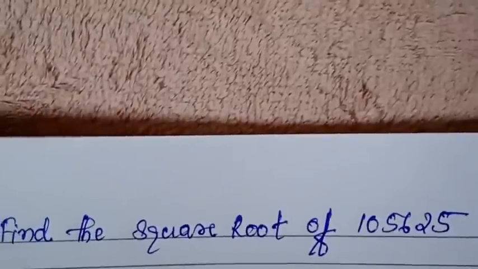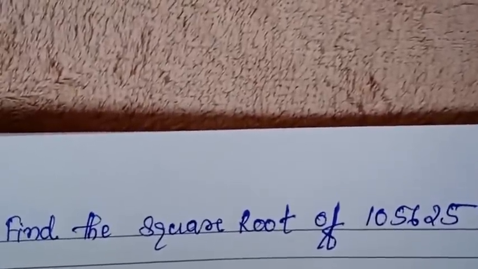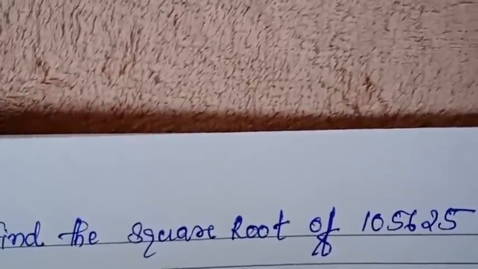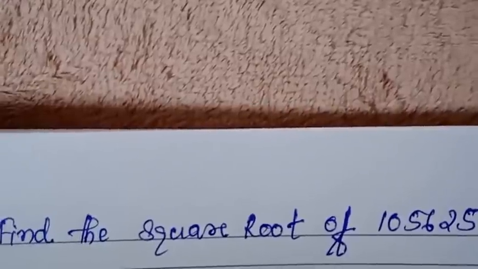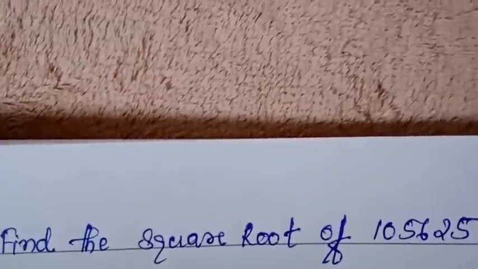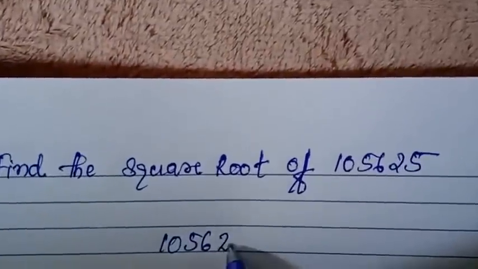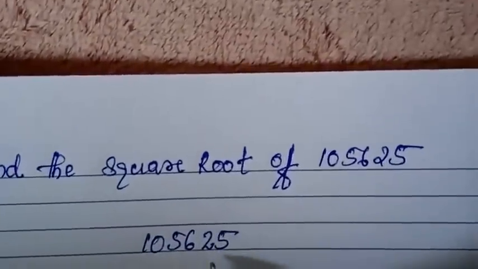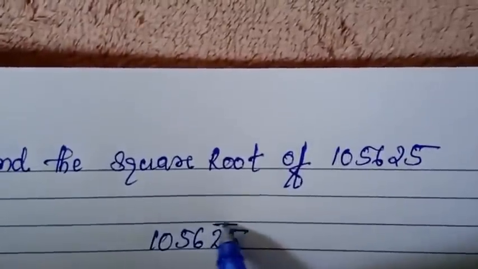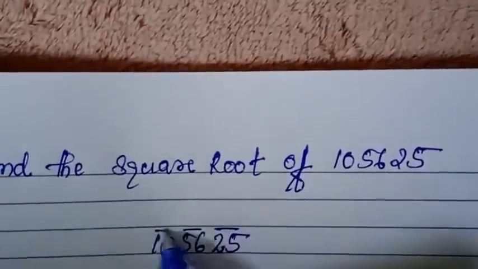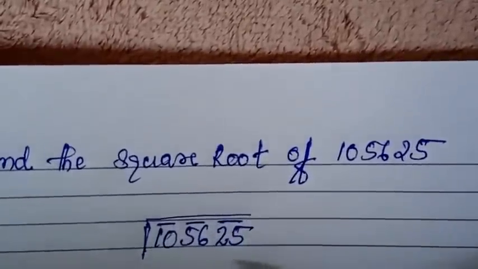Next we will do another one. Find the square root of 100625. So how many digits is this? This is a 6-digit number. Shall we do this one? This is the number. What will we do? Make the pairs. This is a pair, this is another one, and this is another one. So put the division bar.